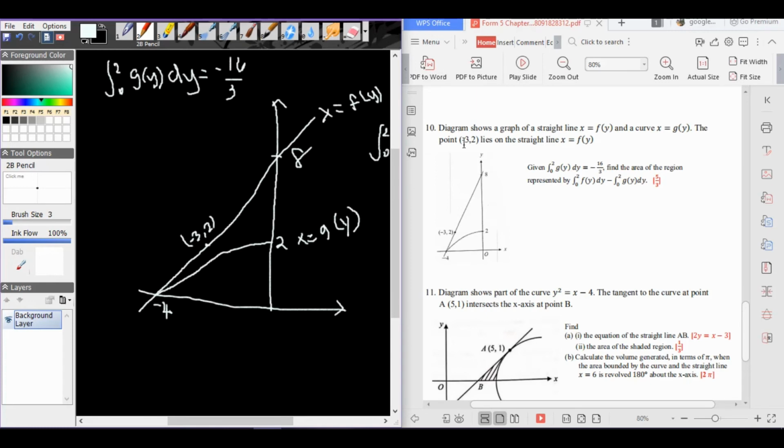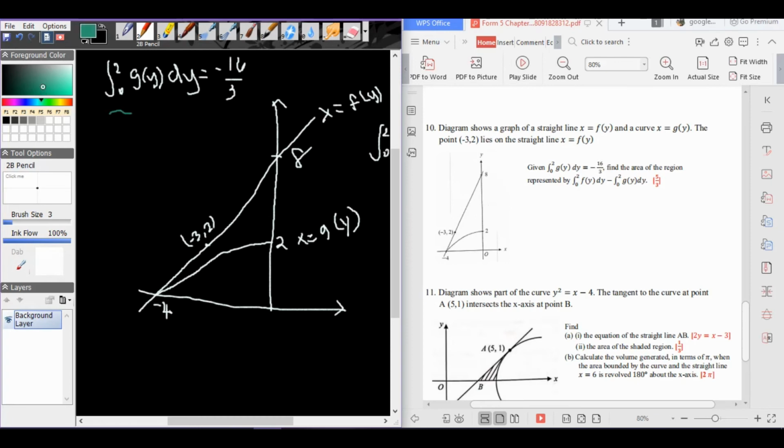Number 10. The diagram shows a graph of a straight line, x equals f(y), and a curve x equals g(y). The points (-3, 2) lie on the straight line. Given that the integral from 0 to 2 of g(y) dy equals negative 16 over 3.